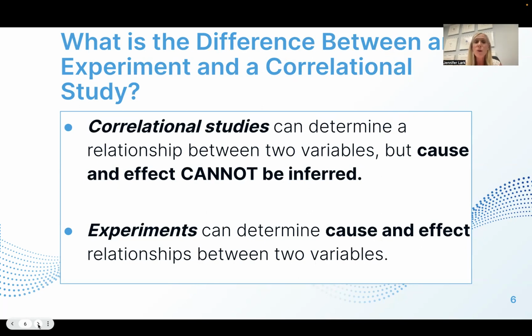So remember that a correlational study, we learned about this last time, can help us understand that a relationship exists between two variables, but we cannot say that just because a relationship exists, that cause and effect can be inferred. So just remember that. So thinking about the example we just looked at with sugar and attention, there definitely could be a relationship. There definitely could be a correlation between those two variables.